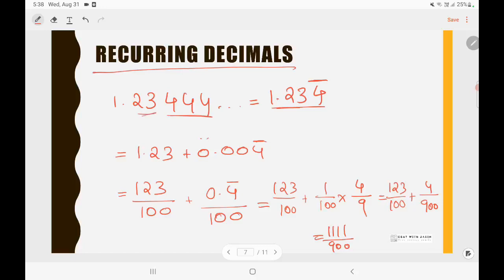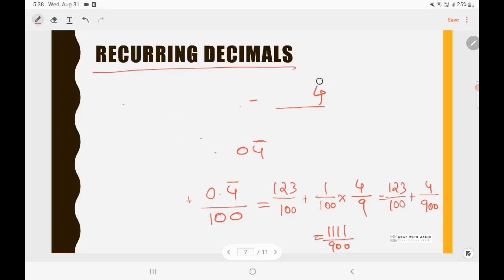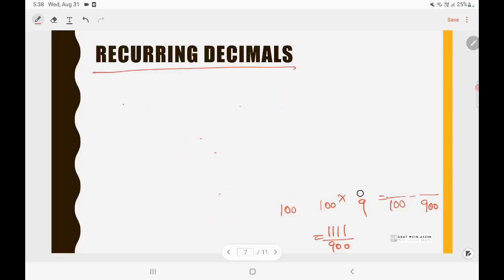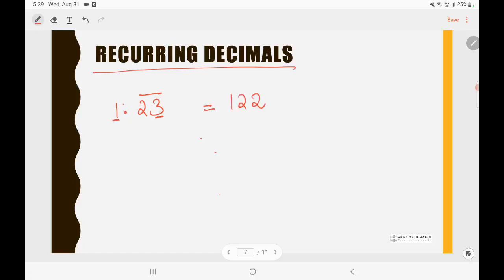Okay, so here 2, 3 is not recurring, only 4 is recurring. Now I will tell you an easy trick to find out the fractional form of recurring decimals. For example, if 1.23 bar is the question, what you need to do is, you can write it as, here this is 3. From 3 you need to subtract the number which is before the decimal. That is, you will get 122. Okay, from 3 you subtract 1, you will get 122 divided by, since there are 2 decimals repeating, you need to write 99. That's it. This is very easy, right?